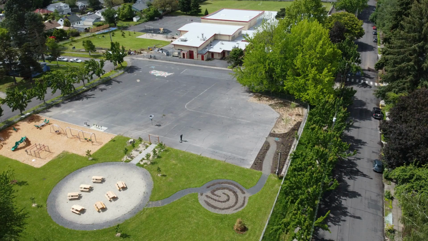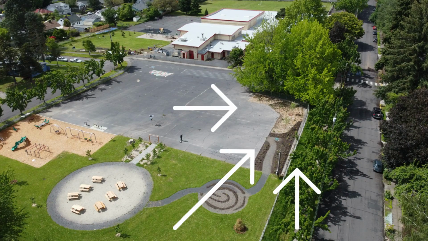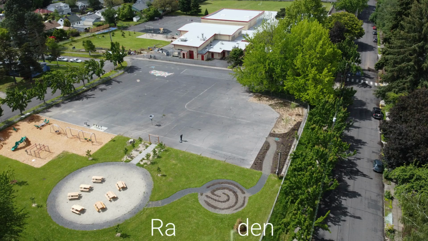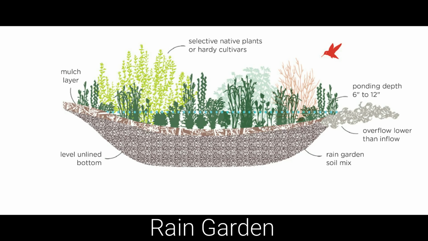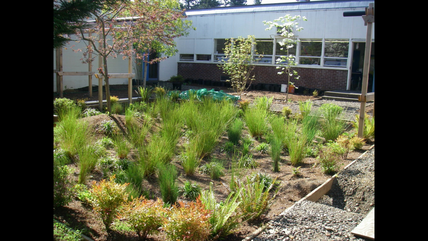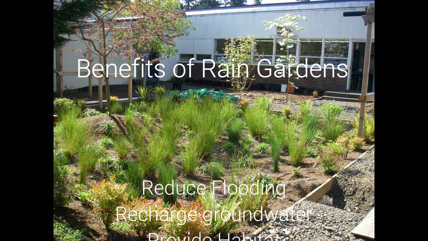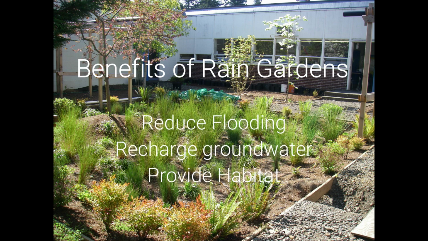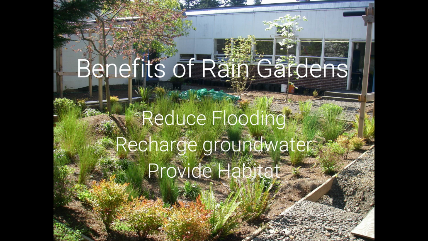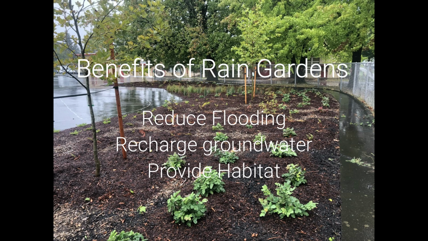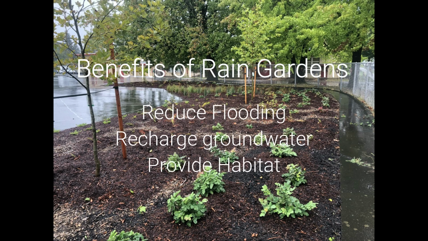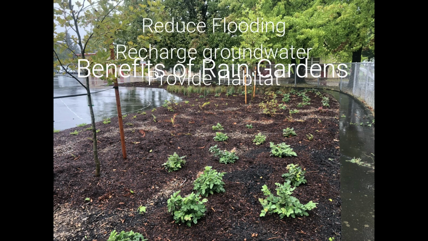Your school decided to remove some of the asphalt and replace it with trees and plants to build a rain garden. A rain garden is a bowl-shaped garden with native plants that collects and treats stormwater runoff from rooftops, driveways, sidewalks, parking lots, and streets. Some other benefits of rain gardens are that they reduce flooding by absorbing stormwater from impervious surfaces, they recharge groundwater by allowing water to soak into the ground, and they provide beneficial habitat for pollinators and for local wildlife.